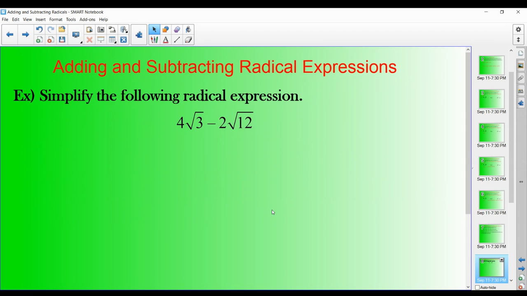So here's the example we're going to look at: 4 square root of 3 minus 2 square root of 12. My first step would be to simplify 2 square root of 12. I'd use a factor tree. I'd pull out one pair of 2's from 12, so I'd have the original 2 times another 2 for the pair times the square root of 3. So 2 square root of 12 is 2 times 2 times square root of 3.